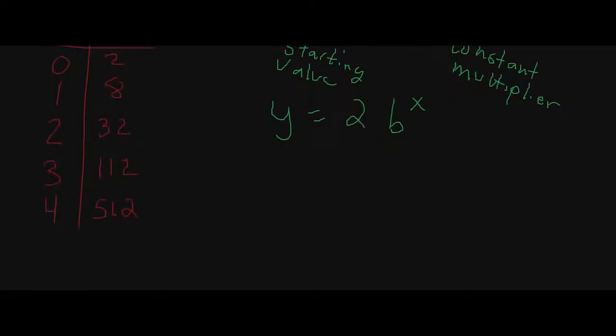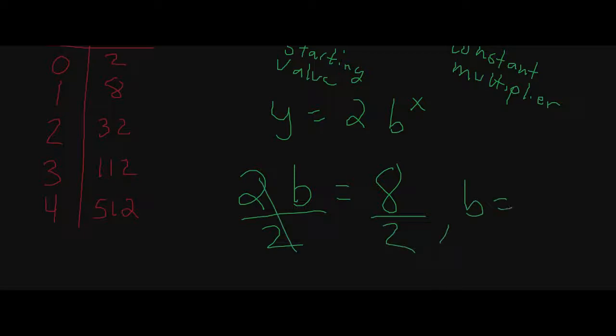our constant multiplier. Well, I need to find out 2 times what is going to give me 8. So I'm trying to figure out 2 times what gives me 8. 2 times the constant multiplier, 2 times whatever that b value is, should give me 8. If I solve that, I'm just going to divide by 2, and we're going to get b is equal to 4.